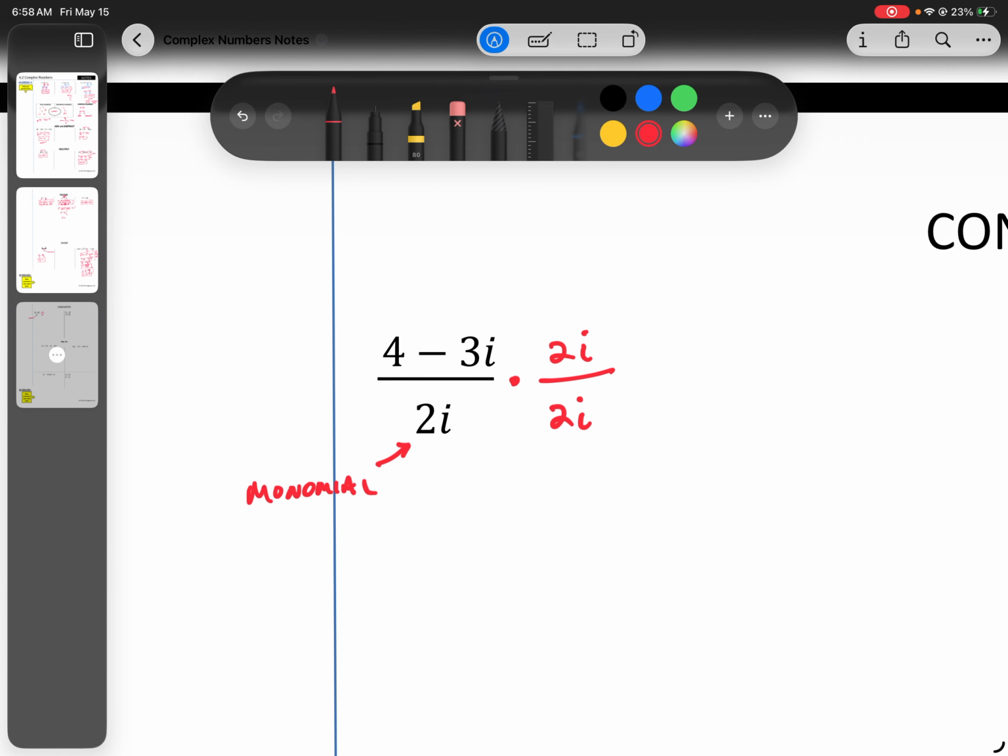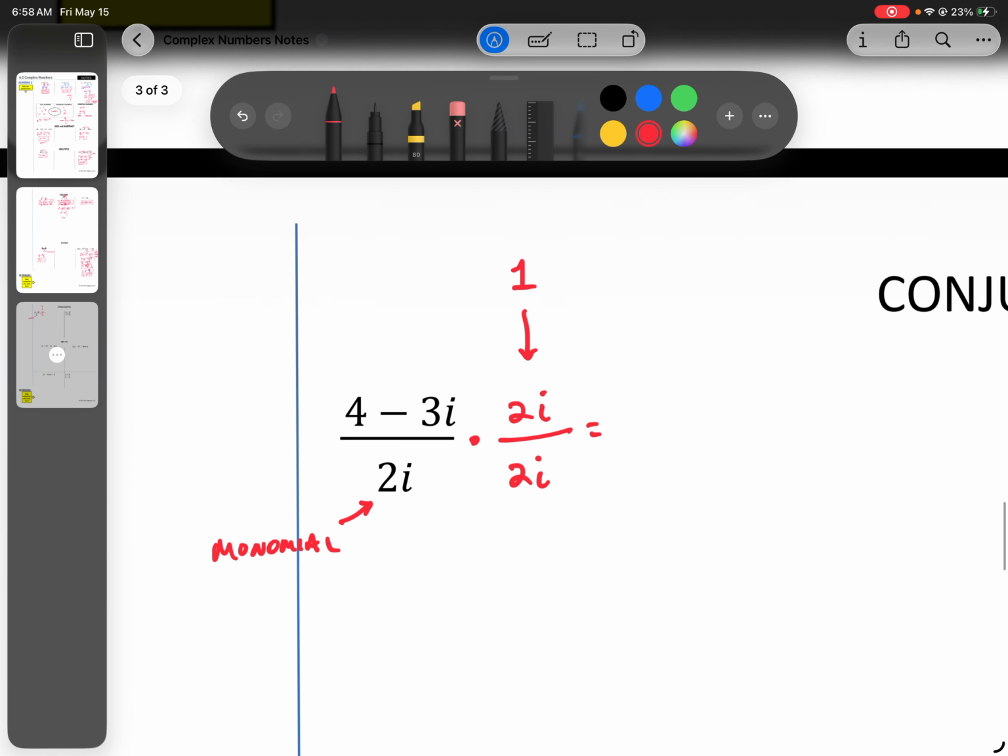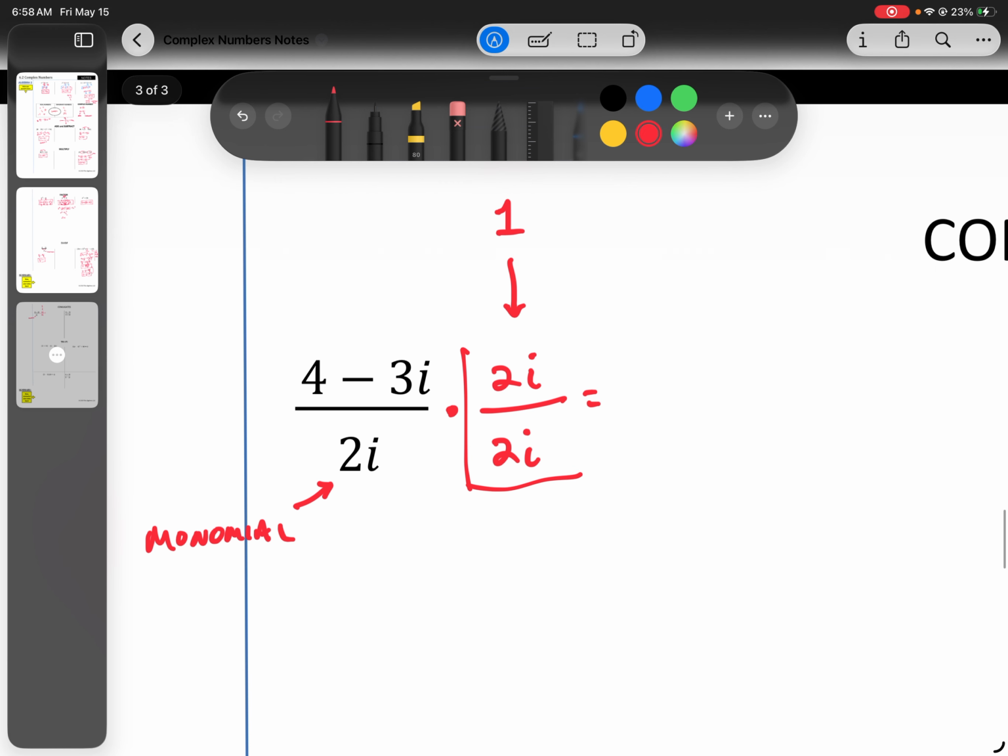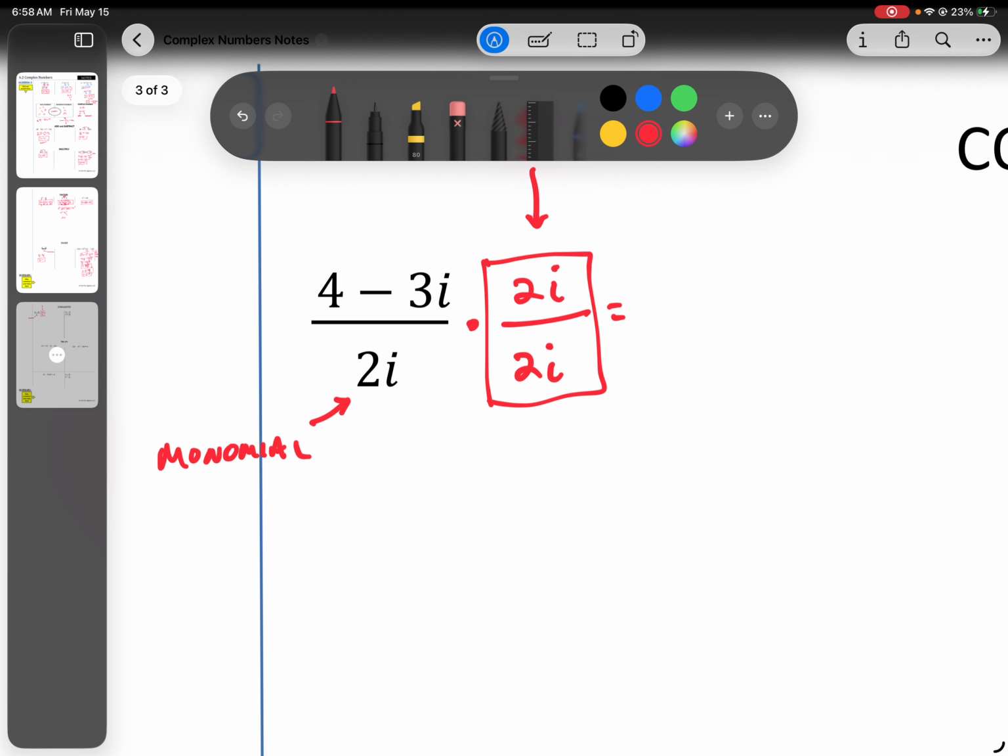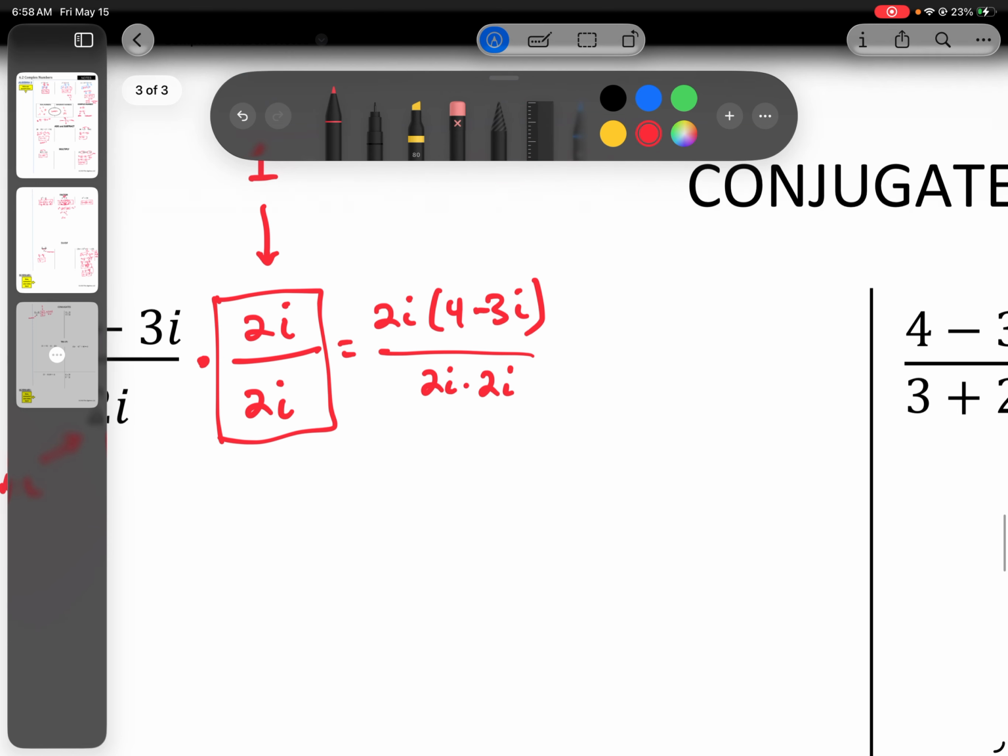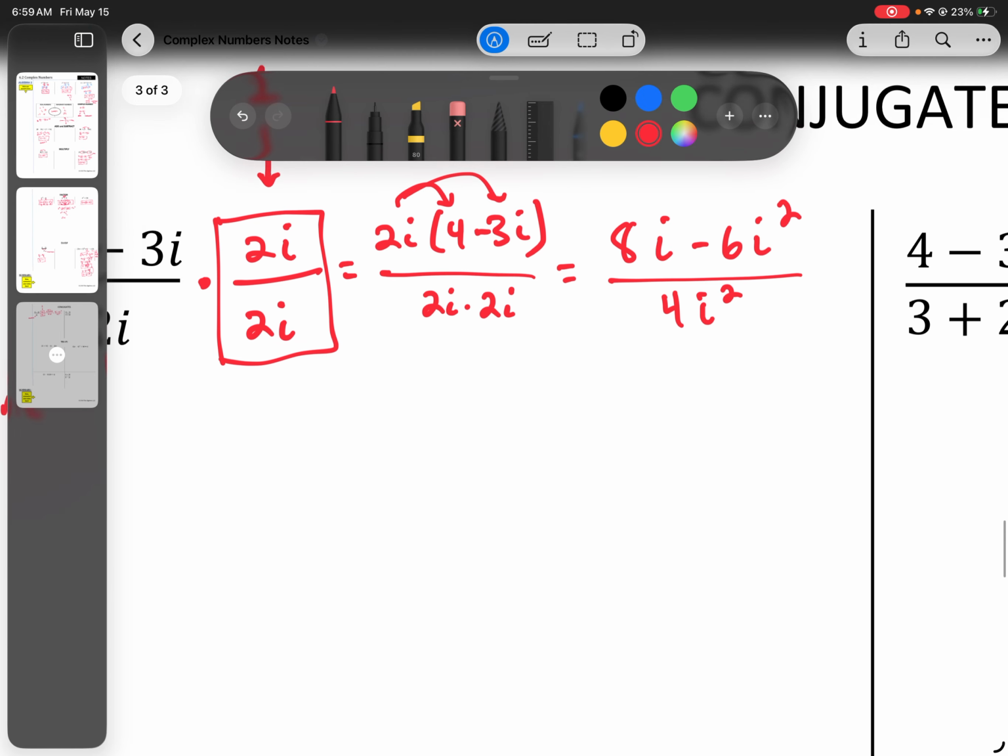And you have to multiply by the same thing on top because this fraction is equal to 1. And when you multiply by 1, it doesn't change the value. It might change the look of it because this is a weird-looking 1, right? It's going to change how the original thing looks, but it won't change its value. All right, so on top, I have 2i times the entire numerator. I'm just going to write that out for a second. And on the bottom, I have 2i times 2i. I'm just writing out what I'm doing. So then I distribute, and I get 8i minus 6i squared on top. 2i times 2i is 4i squared on the bottom. All my i squareds turn to -1.